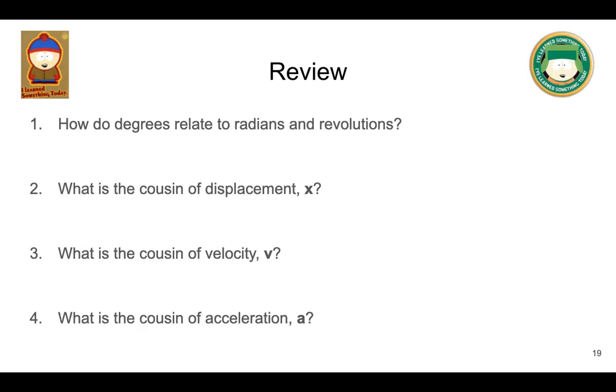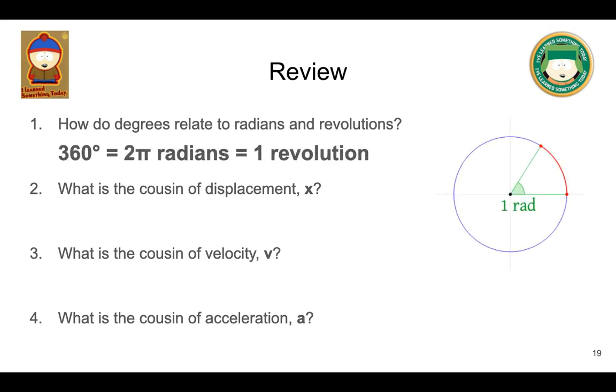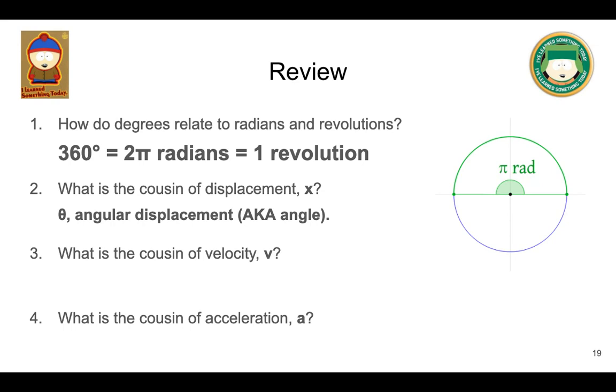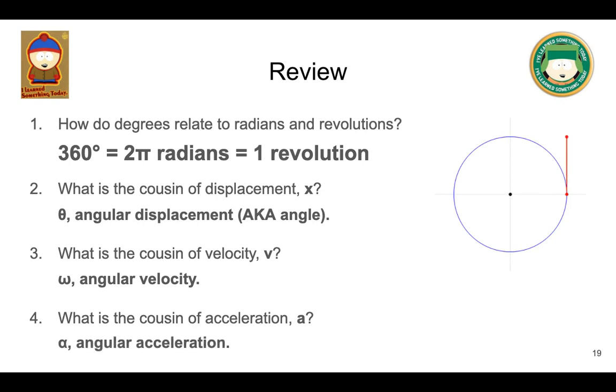So quick review. How do degrees relate to radians and revolutions? This idea: 360 degrees is equal to 2 pi radians is equal to 1 revolution. Now the cousins. What is the cousin of displacement x? The cousin of displacement x is theta, which is angular displacement, or you can just call it angle. And usually we want that in units of radians. Sometimes it'll be degrees, sometimes it'll be revolutions. What is the cousin of velocity v? The cousin of v is omega, angular velocity. And what is the cousin of acceleration, a? Alpha, angular acceleration.